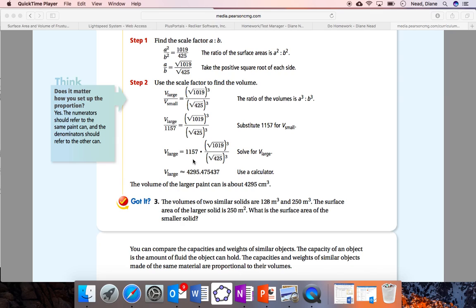I multiply both sides by 1157. At this point, I can plug them in my calculator. I get the volume of the larger container at 4,295.